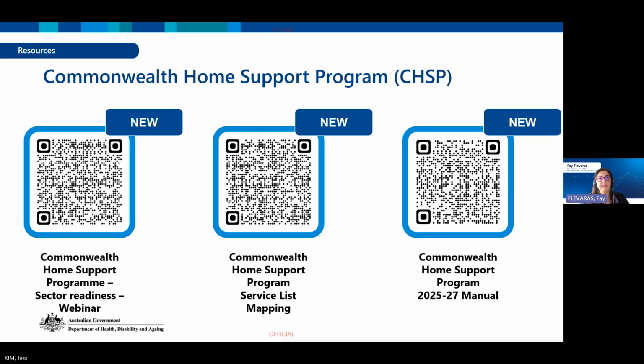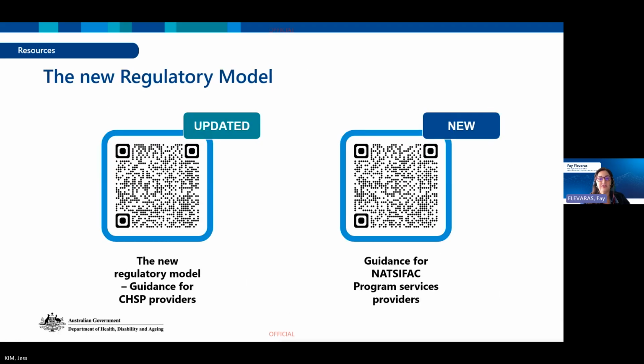There is also, up next, the Commonwealth Home Support Program Service Mapping Guide. This guide helps providers prepare for the transition to the new service list that's going to start on the 1st of November now. And the CHSP 25 to 27 program manual is there for you as well. That provides an overview of the program, the provider's responsibilities, funding, and how the program is going to change from the 1st of July 2025. So really, it comes down to who you are as a provider or what your service is, and some of these resources may be relevant for you and others won't be, depending on what service.